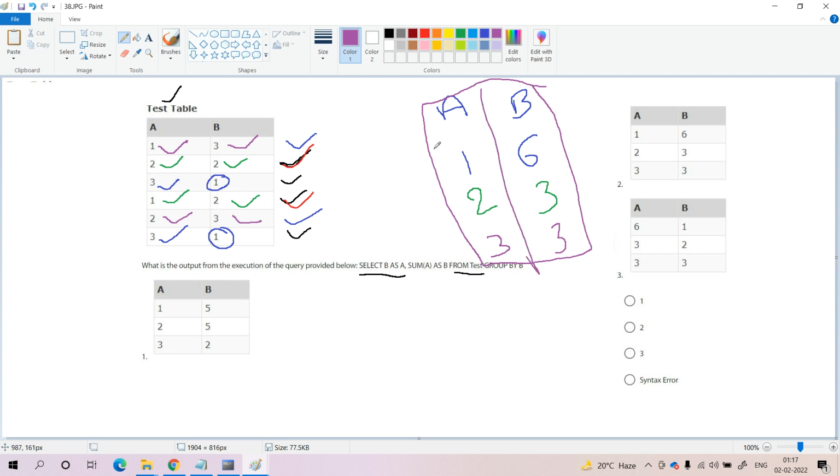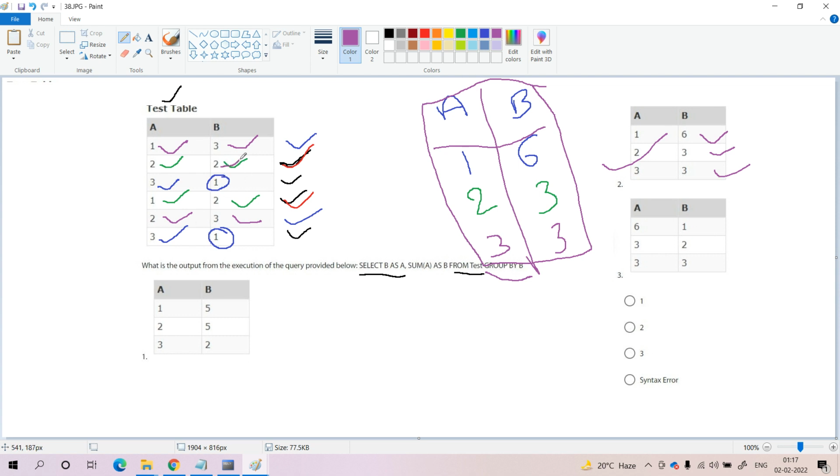Now try to check where it is available in all the 4 options. I think it is available in the second option. In the second option, for A 1 2 3 we are getting B value 6 3 3. How are we getting it? Very simple. The query is group by B. As per the group by B, we need to calculate the sum of A for the group by B. For the first 2 elements in the group B, 1 1, the sum of A is 3 plus 3, 6. We need to take it as a B value.